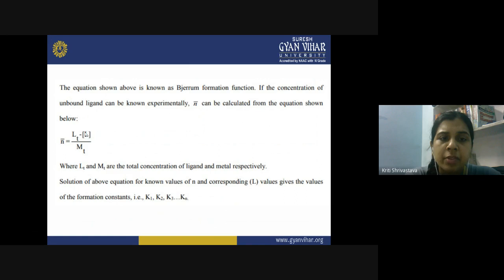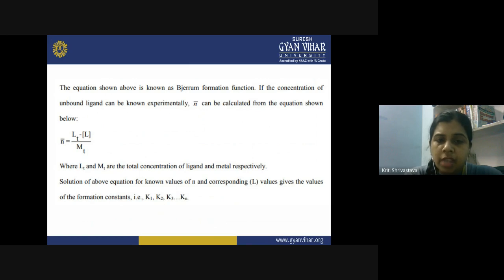So the only thing you have to calculate is the concentration of the unbound ligand, because you are preparing the metal solution, you know the Mt value. You are preparing the ligand solution, you know the Lt value. But you have to find out the amount of ligand that is not combined with the metal atom. That unbound ligand value, once you identify by a suitable experiment, and that depends on the nature of the ligand, you can find the value of n bar, that is the average ligand number.